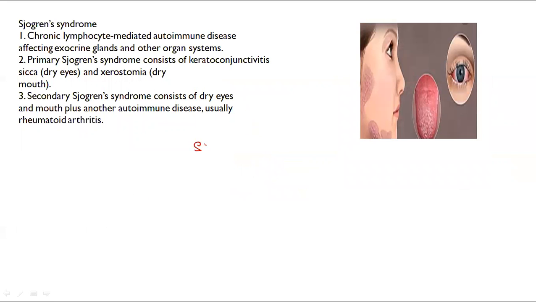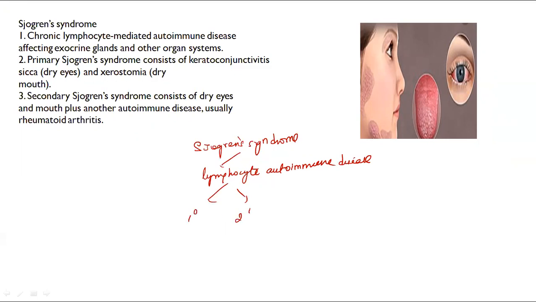Now coming to Sjogren syndrome. What is Sjogren syndrome? Sjogren syndrome is a chronic lymphocyte-mediated autoimmune disease. It is of two types, primary and secondary. Primary mainly affects the tear glands as well as the mouth, that is salivary glands, whereas secondary affects the eyes, mouth, as well as another autoimmune disease, which is usually rheumatoid arthritis.